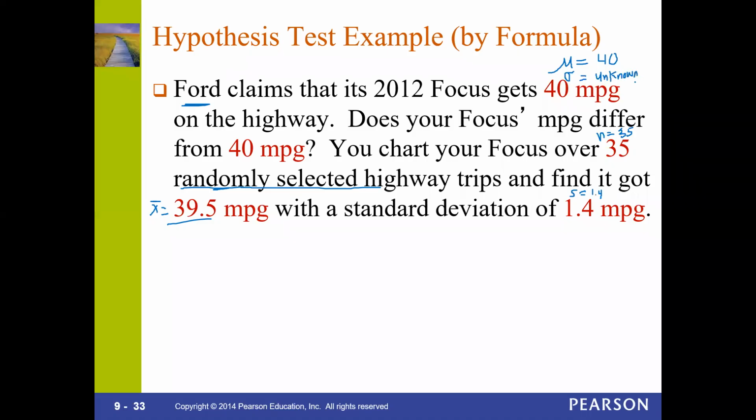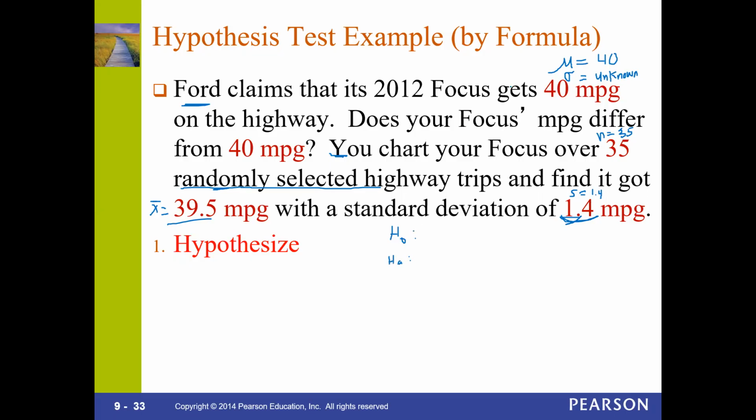If the problem said that it is known, even though I don't see it, I would assume the 1.4 is sigma, but they didn't say anything. So this is from the sample, because they say you charted your Focus over 35: you got 35 selected cars, and you found 39.5 and 1.4. So for this one, we need to build the hypothesis setting. Remember, H0 only accepts the null hypothesis. You're going to have H0 like this, and HA.